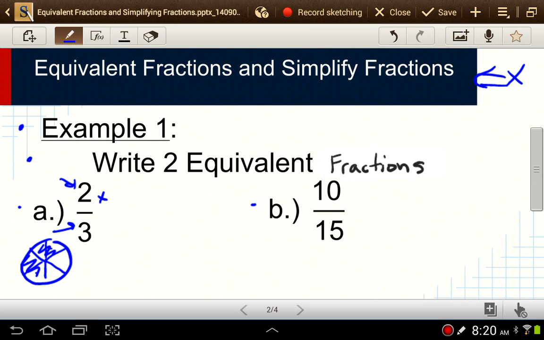So I'm going to choose 2. I multiply them both by 2. 2 times 2 is 4. 3 times 2 is 6. That is one equivalent fraction.